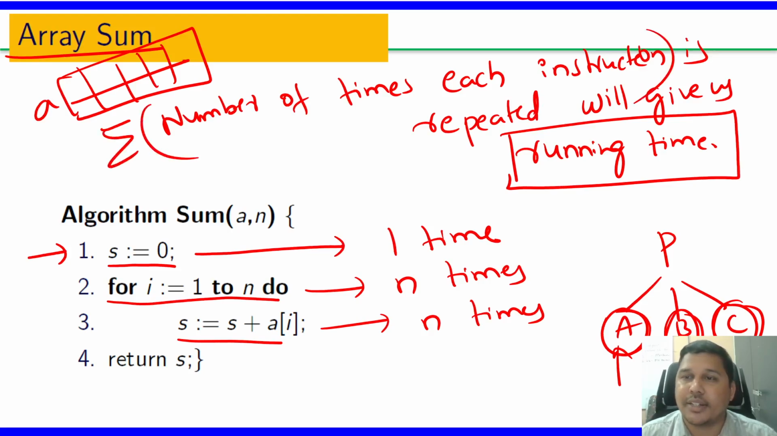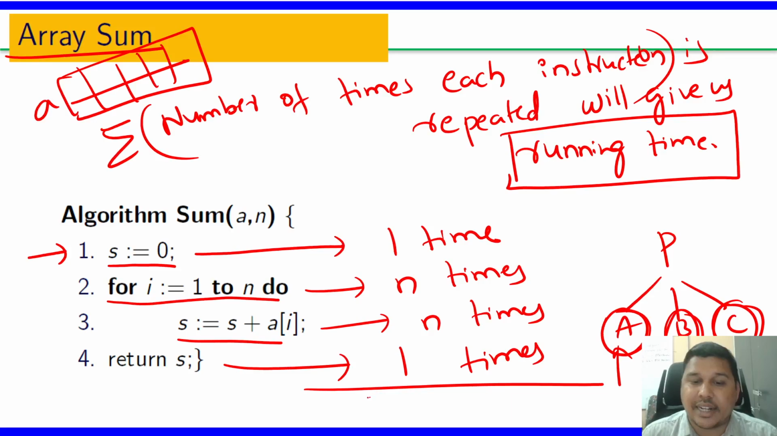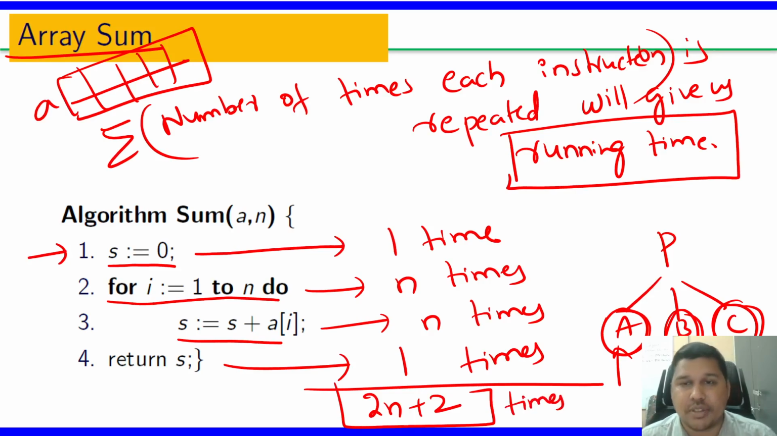Okay, right. So return will be executed one time. If you calculate that, it is 2n plus 2 times in total. So 2n plus 2 instructions are executed. Okay, so this is the running time of the algorithm. Is it clear now? How to find out the running time of the algorithm?